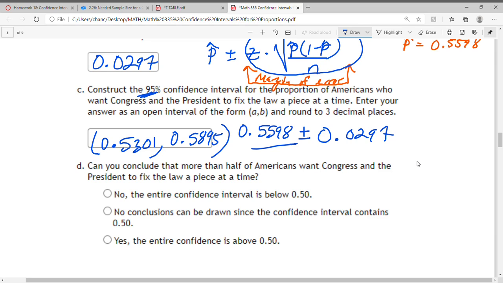Part D, can you conclude that more than half of Americans want Congress and the President to fix the law a piece at a time? Yes. If you look at our confidence interval, the entire confidence interval is greater than 0.50. So more than 50% of Americans want to fix the law a piece at a time.